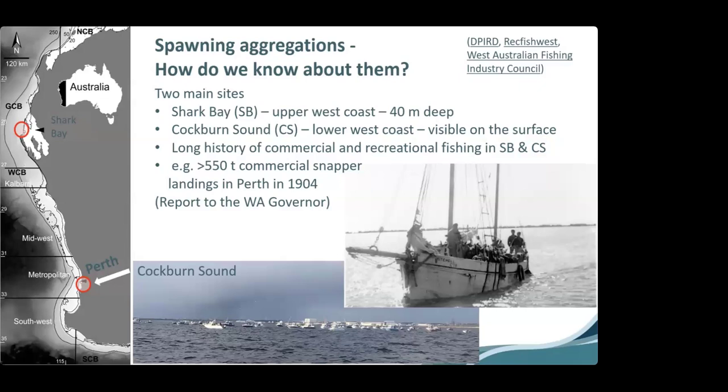In both areas, there's been a long history of commercial and recreational fishing, which helped us identify the importance of these areas. And for example, back in 1904, 550 tonnes of commercial snapper were landed in Perth.